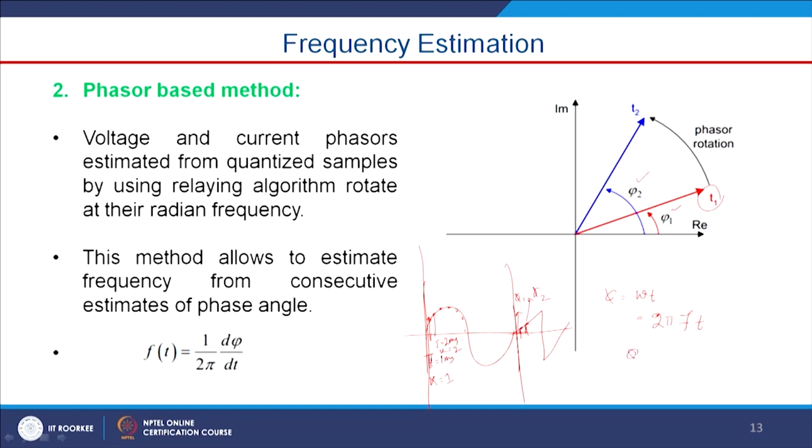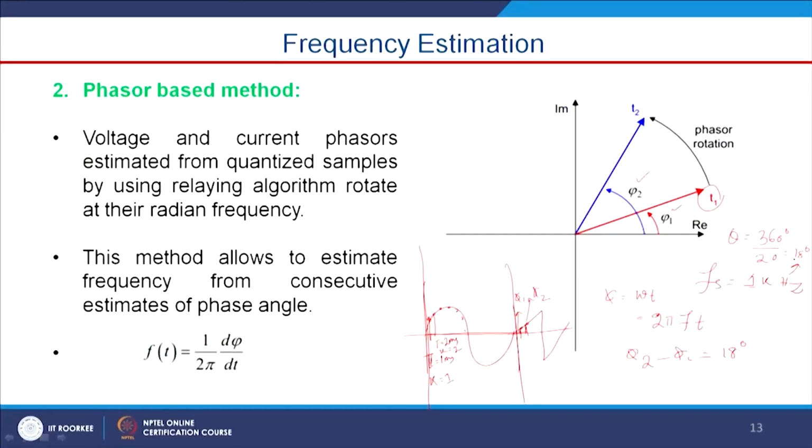Now, what is the difference between these two? Phi 2 minus phi 1 is equal to 18 degree if we take the sampling frequency Fs equal to 1 kilohertz. How does it come like this? Because you know the total signal angle theta is equal to 360 degree, and we have 20 samples. So, if we divide by 20, it comes to 18 degree between two consecutive samples. Yes, remember this sampling frequency affects the phase angle difference. Now, this 1 kilohertz leads to an 18 degree phase angle difference between two consecutive samples.